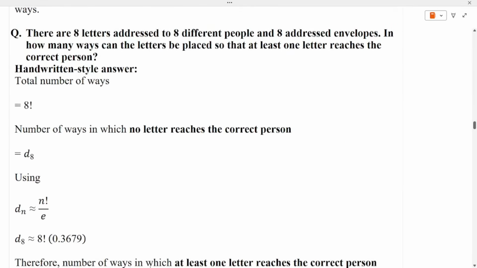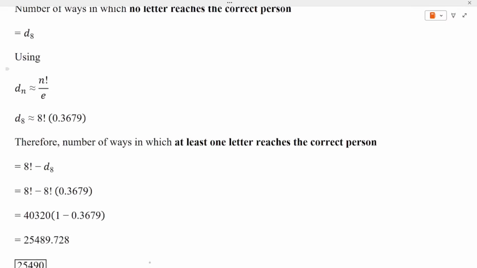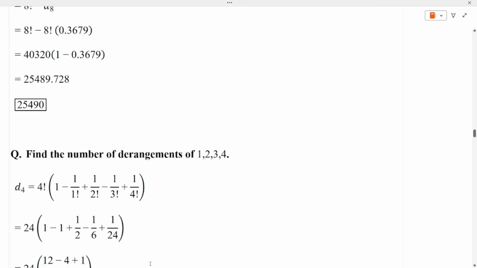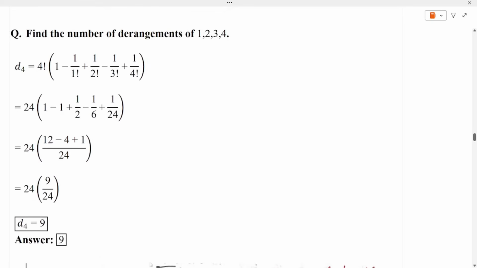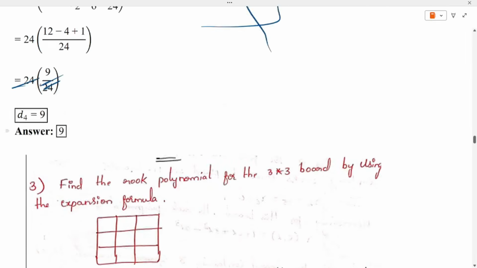8 ways means you will be having D8. You have to find the value of D8. 8 factorial into 0.3679. How you got that is 8 factorial divided by e. When you do that, the value will be 25490. Next, again you can find this also. Again it is 4 factorial into 1 minus 1 factorial. Again the same way you will be finding it. 24 cancels, 9 will be remaining.